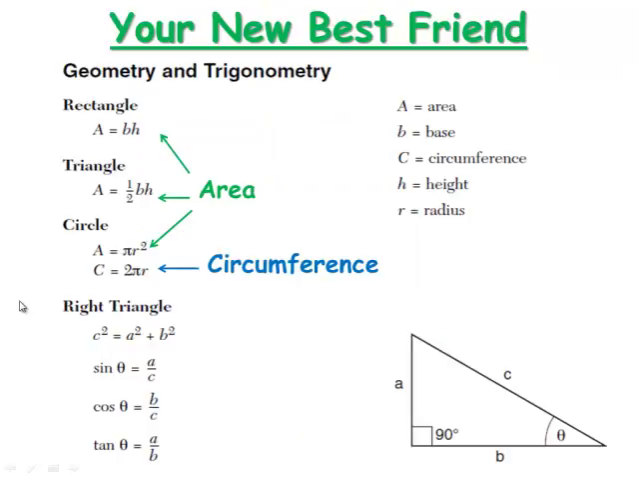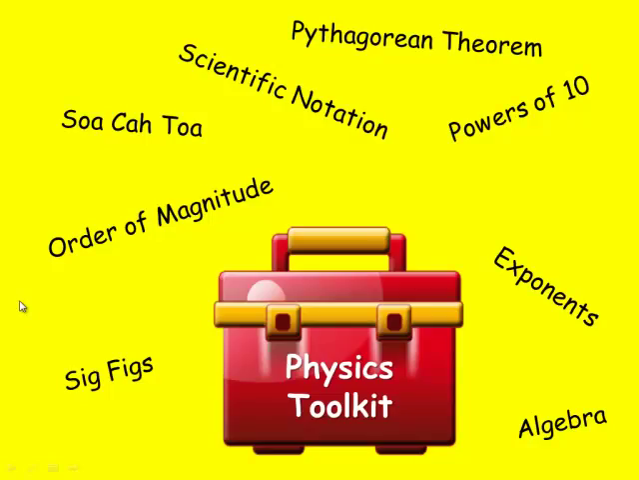Luckily, these formulas and a few others like area and circumference are right on your reference table, so no need to memorize, it's all right there for you. Now you have a few more tools to put in your physics toolkit.